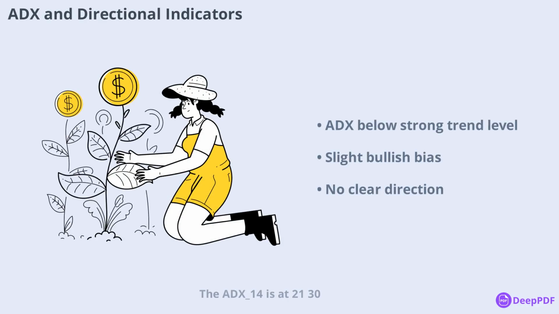The ADX14 is at 21.3, which is below the threshold for a strong trend. The plus DI14 is 30.34, and minus DI14 is 23.41, suggesting a slight bullish bias but not enough to overcome the overall weakness. The DX14 at 12.88 also points to a lack of clear direction.